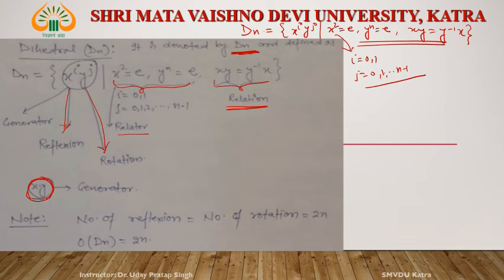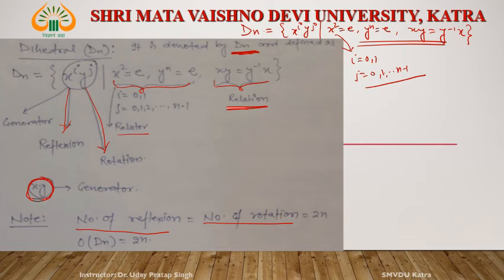Now the number of reflections and the number of rotations are equal. The number of reflections and the number of rotations together is equal to 2n. Then the order of Dn is equal to 2n.